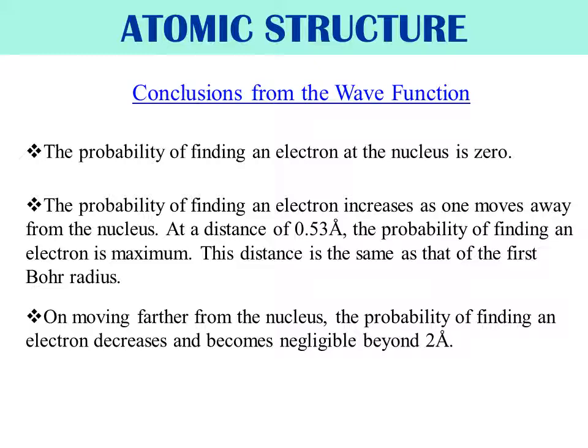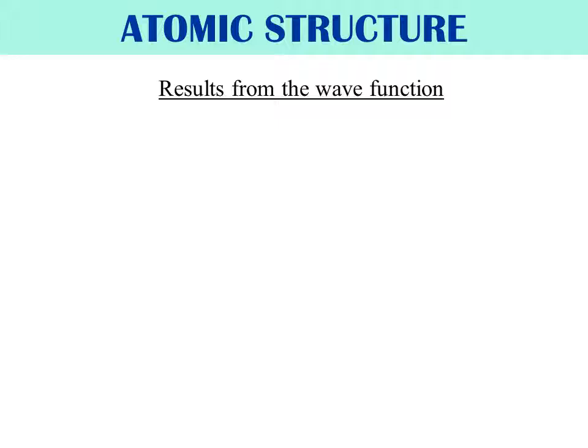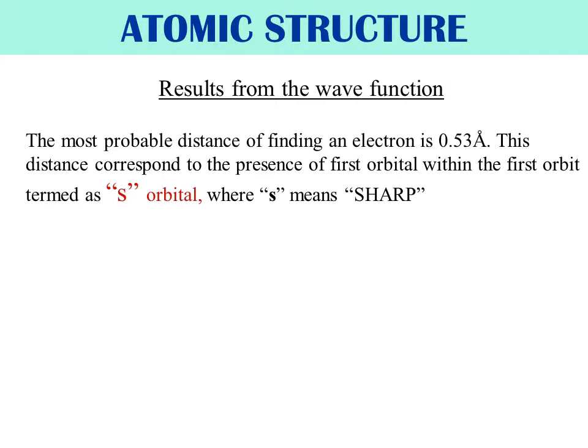So whatever orbitals we have, we are familiar with the term orbits, and now we will switch over from orbits to orbital. Whatever orbits and orbitals we have are found within 0.53 angstrom to 2 angstrom. Now, what are the results from the wave function? The most probable distance of finding an electron is 0.53 angstrom. This distance corresponds to the presence of the first orbital within the first orbit.